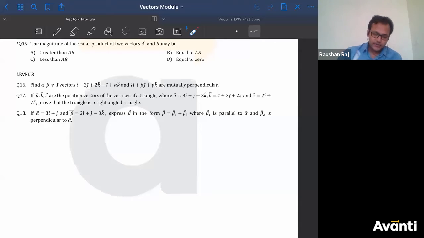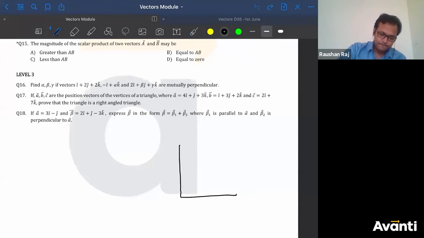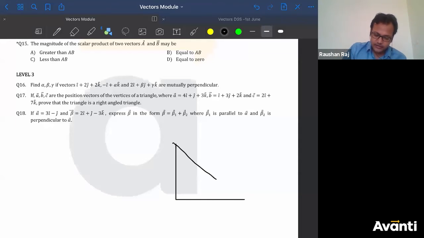See, it is very easy. You don't have to worry about this. See, in the question it is told to you A, B, C are position vectors of vertices of a triangle. So let's say already this is a right angle triangle, so I'll try to draw a right angle triangle only. There will not be any difference, but I'll try to draw a right angle triangle. Okay? So if these are the three vertices.